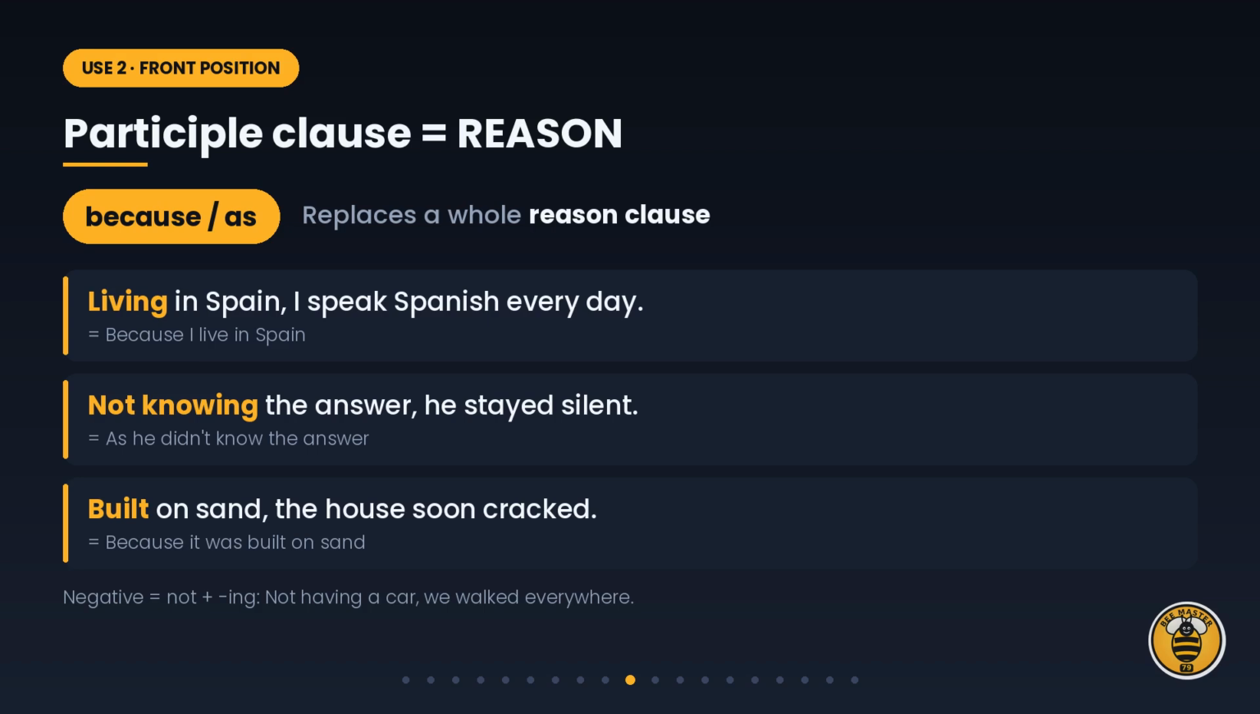To make it negative, simply put not in front of the participle. Not knowing the answer, he stayed silent. That is, as he did not know the answer. And the passive works in exactly the same way. Built on sand, the house soon cracked. Because it was built on sand.